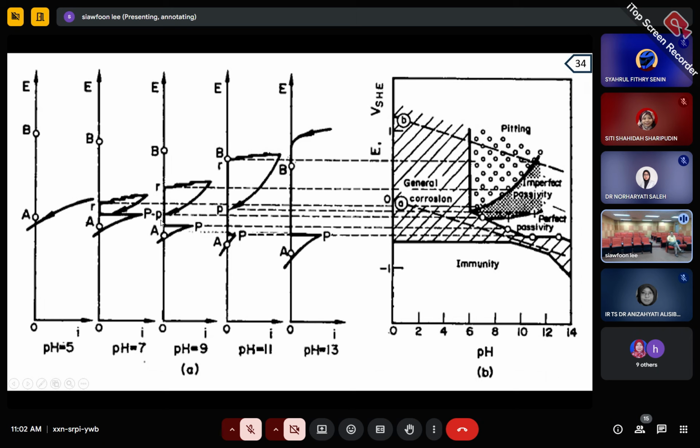Very, very small region here. You cannot apply it here, because if you apply it at a pH of 9, instead of repairing the steel, you corrode the steel.